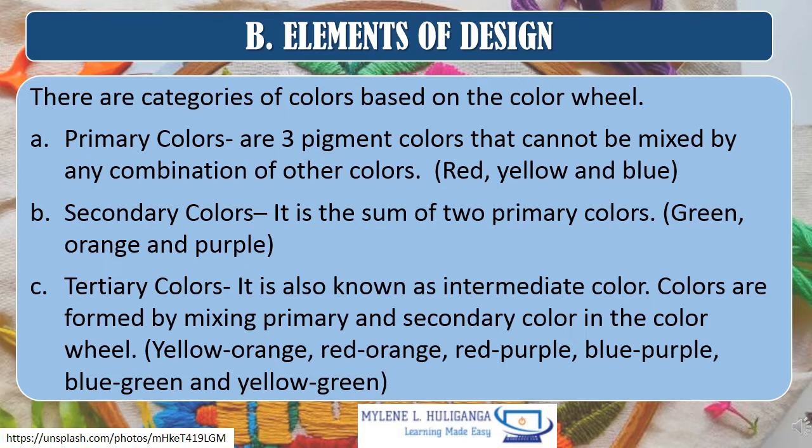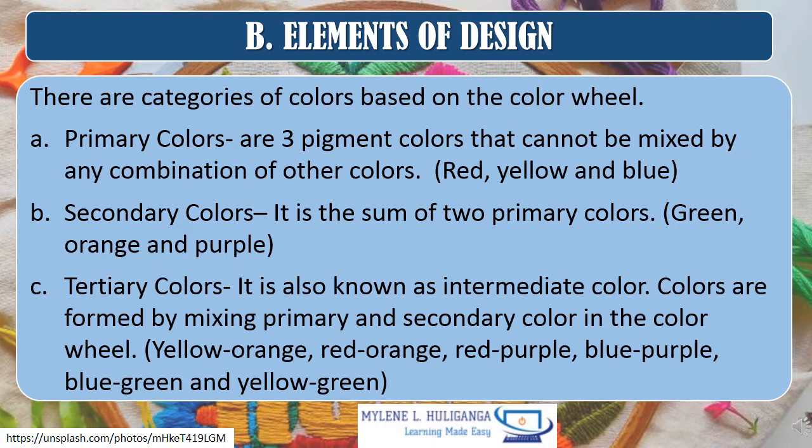There are categories of colors based on the color wheel. Number 1 is the primary color. These are the pigment colors that cannot be mixed by any combination of other colors. These are red, yellow, and blue. Next is the secondary color. It is the sum of 2 primary colors. These are green, orange, and purple.